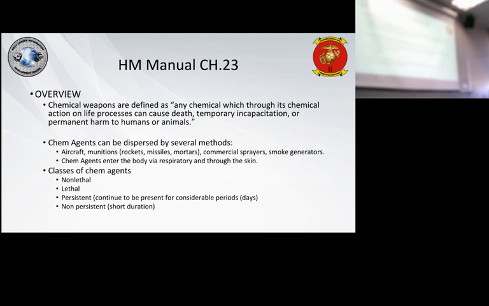Alright, so chemical agents can be dispersed by several methods: aircraft, munitions like rockets, commercial sprayers, smoke generators. Chemical agents enter the body via the respiratory tract and through the skin. The classes of agents are non-lethal, lethal, persistent, and non-persistent. Next.